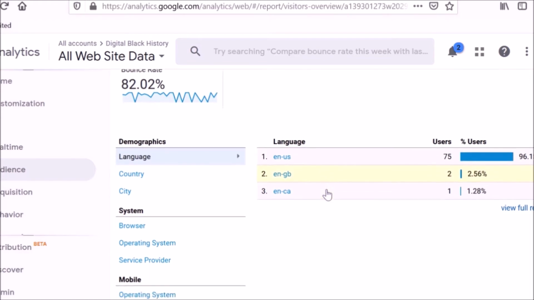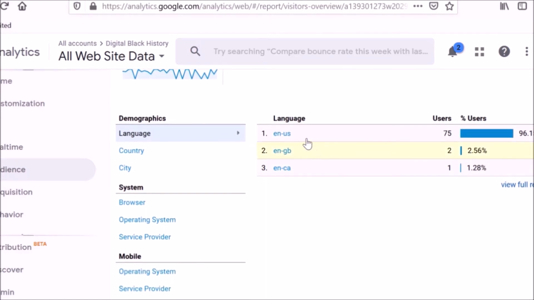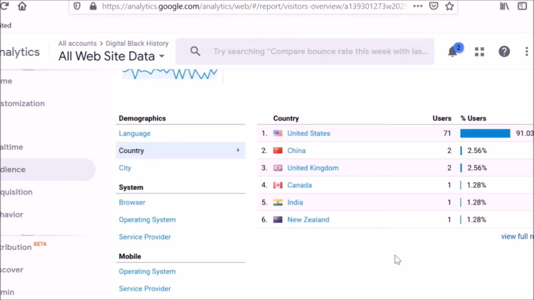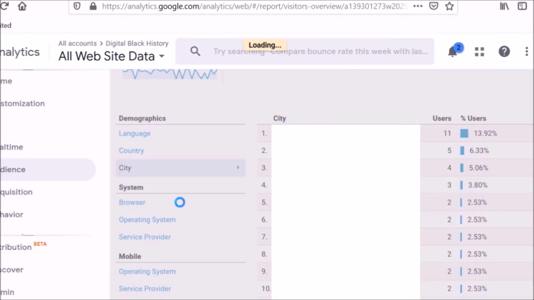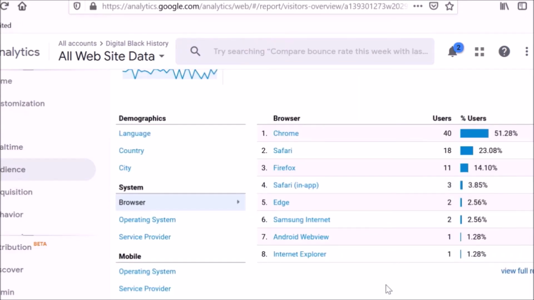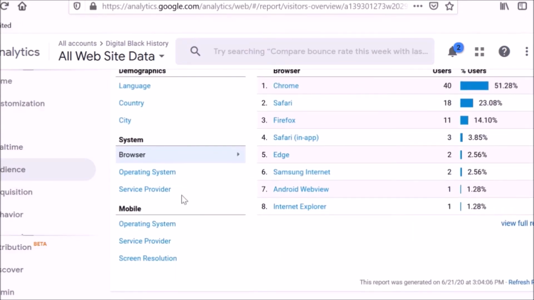At the bottom here, we also get demographic information, so I can see what percentage of my users during the month of January were using US English language, Great Britain English language, and Canadian English language. I can also sort my demographics by country, by city, browser, operating system, service provider, mobile, all of that fun information.